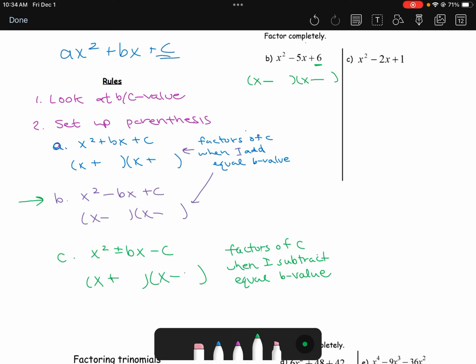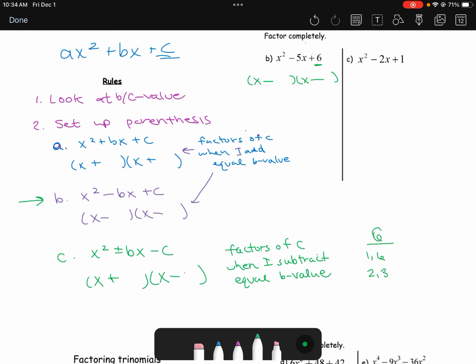Okay, so now what I need to do is look at the factors of my c value that, when I add, give me my b value. So I'm going to write down here: my c value is 6, and I'm going to list my factors of 6. Remember, your factors are just terms that when you multiply, give you that value. So I have 1 and 6, and I have 2 and 3. So I listed my factors.